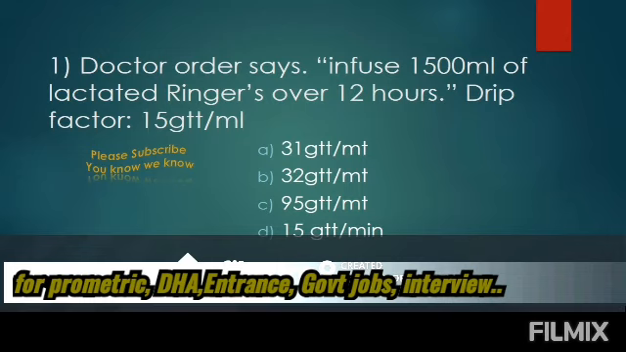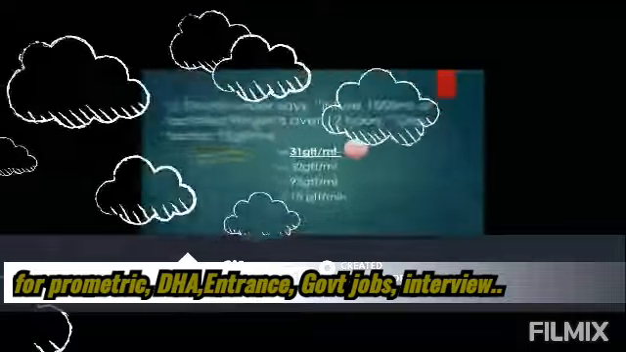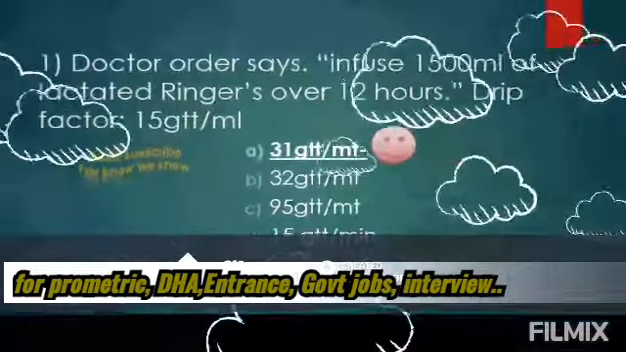Okay, so try to apply it. Practice makes a man perfect, so practice it. If you are a nurse also, just take a piece of paper and a pencil or a pen, and roughly work it out on your paper and you will be ready with your answer. Hopefully you have done it. So let's see whether it may be 31, 32, 95 or 15. A, B, C, D, which is the right answer? So here the answer comes. Good, 31 GTT per minute.